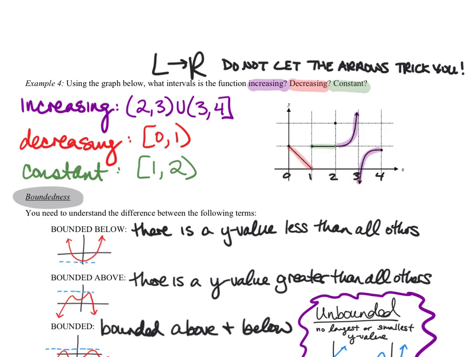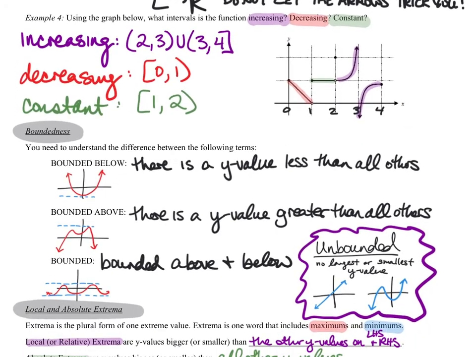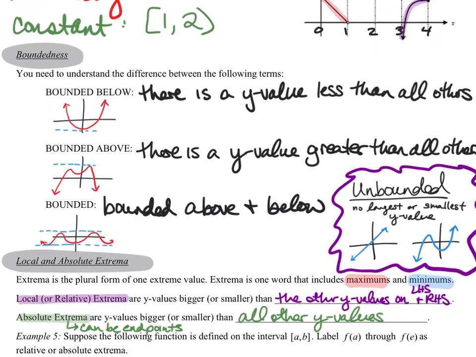Don't fall for that. This graph is also decreasing on the interval from 0 inclusive to 1 exclusive, open hole, and is constant from 1 inclusive to 2 exclusive. It's pretty simple. Just don't let those arrows trick you when it comes to increasing and decreasing functions.